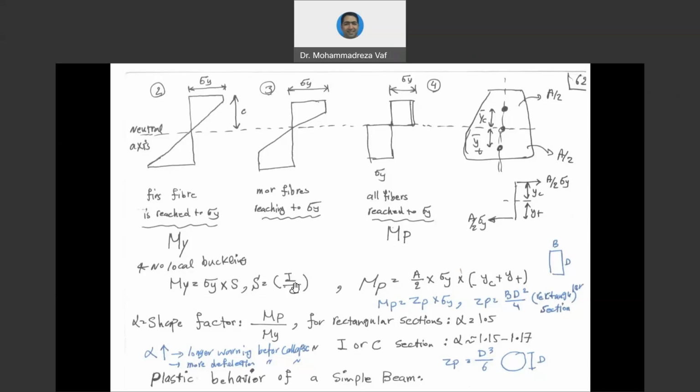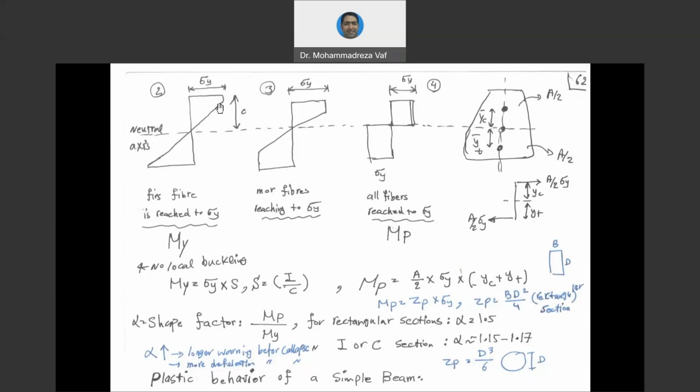I is the moment of inertia, and c is the distance between the neutral axis and the outermost fiber of your cross-section. So through this equation, you can calculate and relate this stress to the bending moment that you have in your beam.